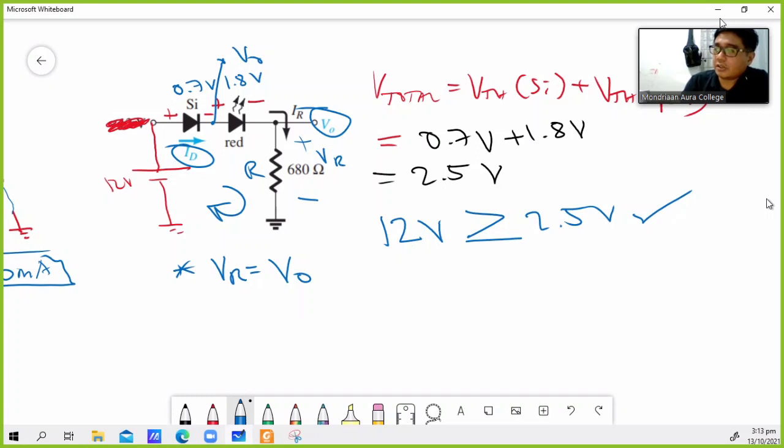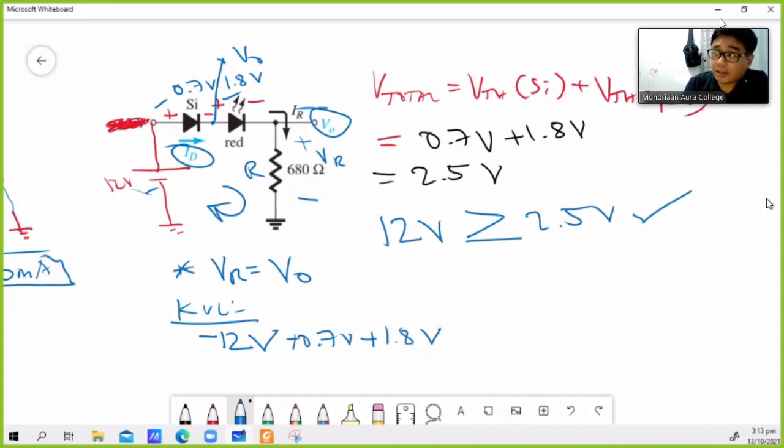Okay. So, KVL. Okay. Papasok muna tayo sa negative ng 12. So, that is minus 12 volts. Okay? And then, papasok tayo sa positive ng silicon. So, plus 0.7 volts. And then, papasok tayo sa positive ng red LED. So, that is plus 1.8 volts. And then, papasok tayo dun sa plus VR or V sub R. Pero, that is also the same thing with V sub O or the output voltage. So, pwede natin ilagay dito plus V out is equal to 0 volts.